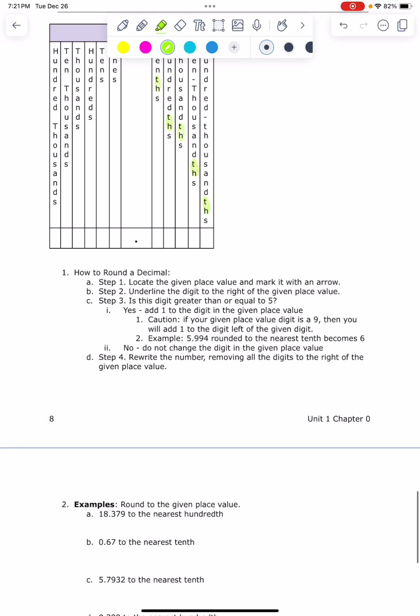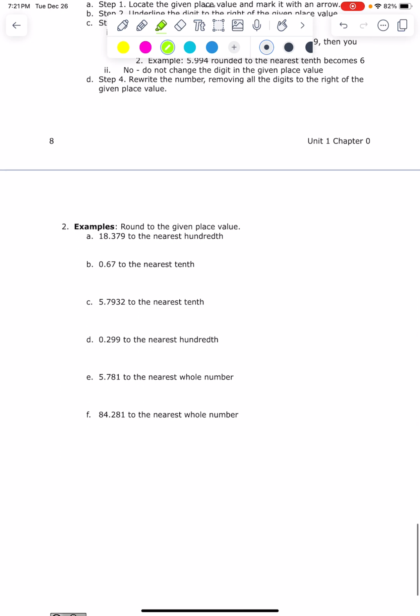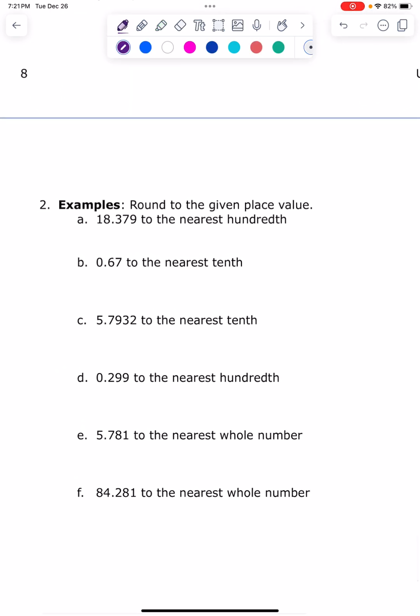So how you round is you locate the given place value, mark it with an arrow, and underline the digit to the right of the given value. Is this digit greater than or equal to 5? If yes, add 1 to the digit in the given place value. It is a little bit different if that value is a 9, and we'll talk about that. If not, then do not change the digit in the given place value. Rewrite the number, removing all digits to the right of the given place value. That sounds a lot more confusing than it really is. Let's look at some examples.